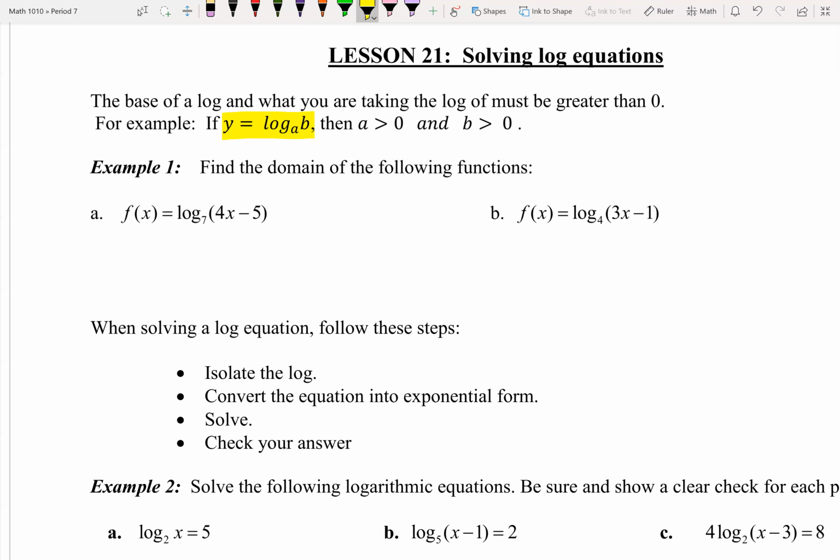So there are restrictions on what a and b can be. Can you take the log of a negative number, like log of -2? You can't, right? You can't have negative numbers. How about the log of 0? Can you take the log of 0? You can. What's the log of 0? That's a 1. Yeah. Okay.